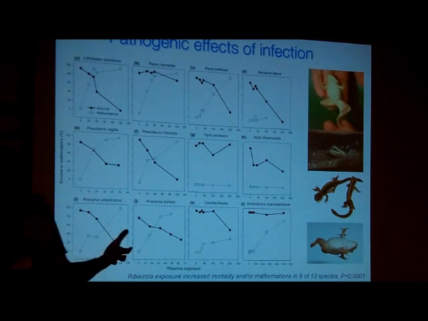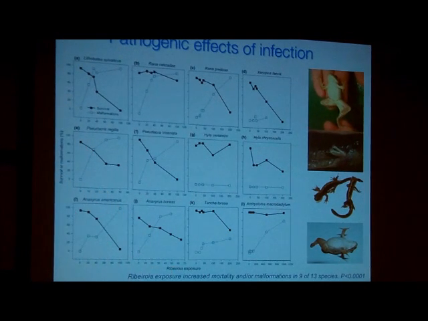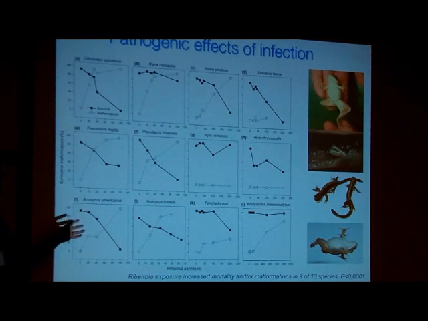So you get hit with more parasites, you're more likely to die. If you don't die, you're more likely to become malformed. But what's interesting is the variation among these species, and there's quite a bit of it. And again, what we wanted to do is try to relate that to some of those life history predictors.